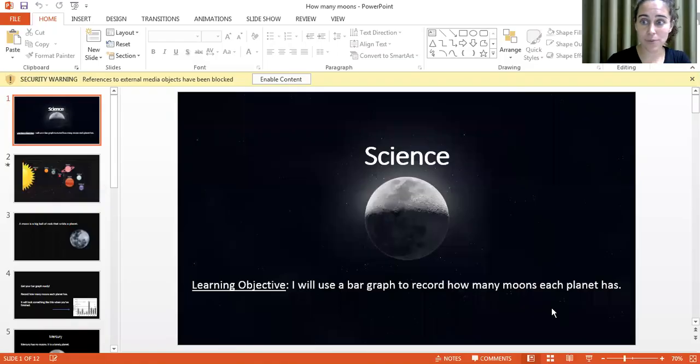Okay, so I hope you guys can see this. So this is science. And in science today, it says, I will use a bar graph to record how many, so the number of moons each planet has. And like I said, we even have a moon, and you see it at nighttime when the sun goes down, the moon comes up. And it's nice and big. Sometimes it's a small little sliver, right? And sometimes it's really big. So let's learn about how many moons the other planets have.